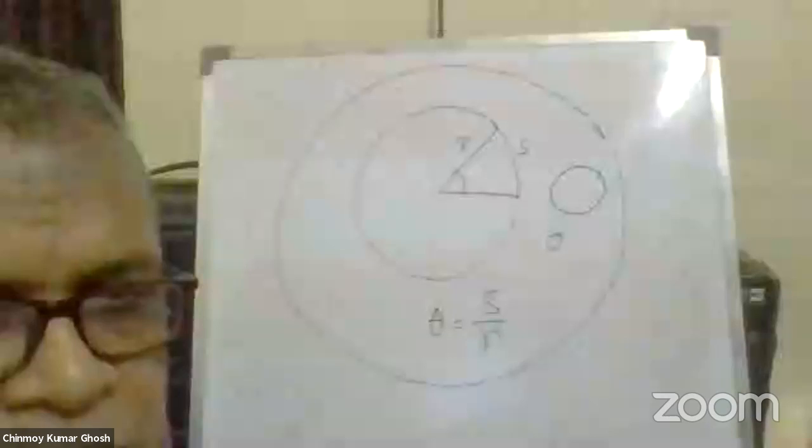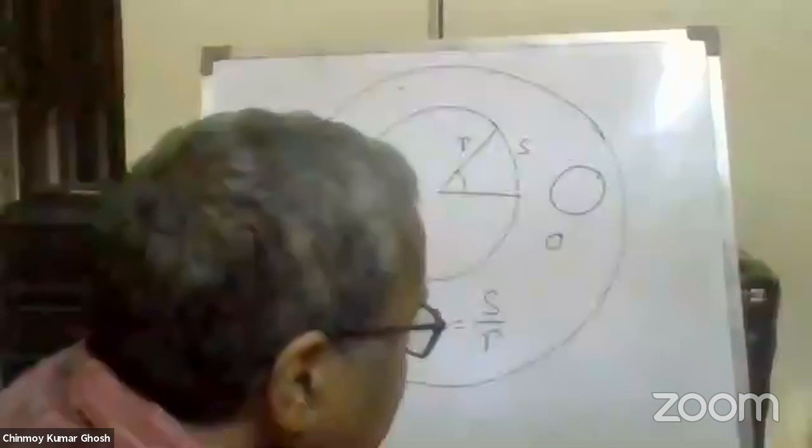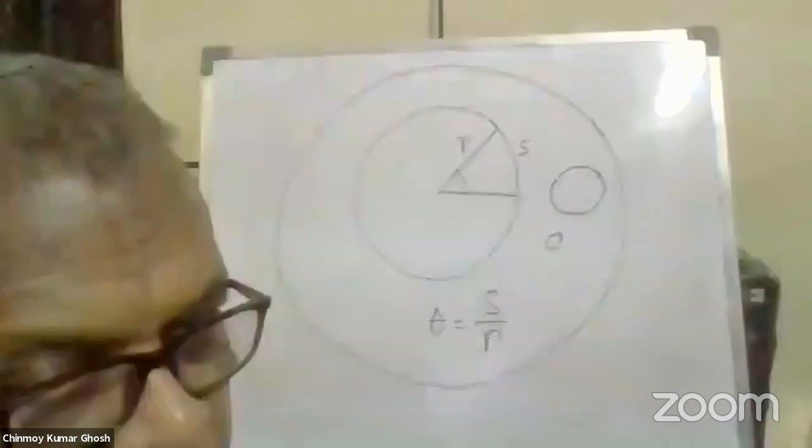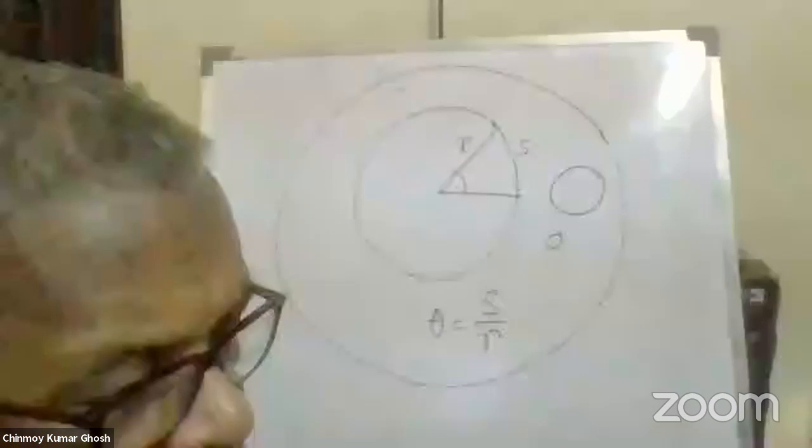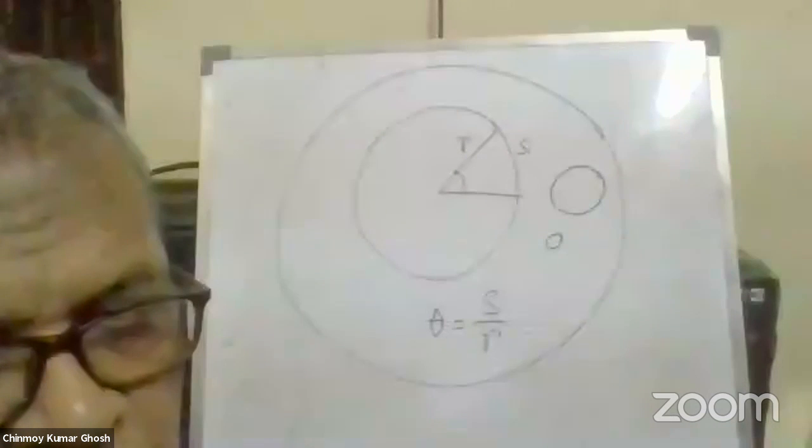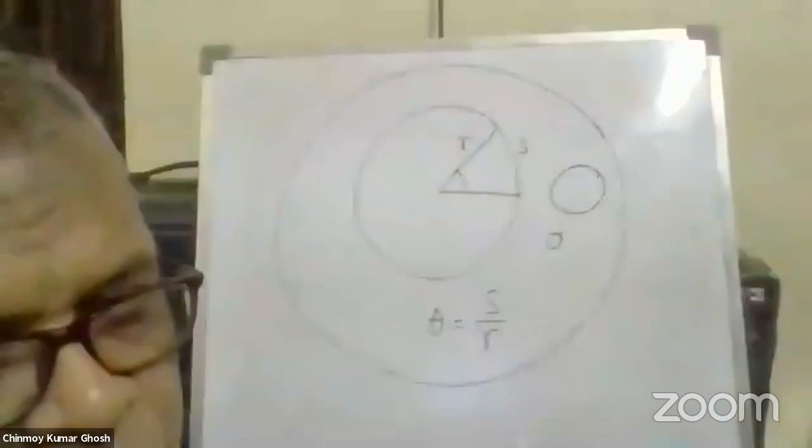No, sir, in that case you're just multiplying with a dimensionless quantity. If you convert radian into degree, you multiply by 180 by pi, so you're multiplying a dimensionless quantity with a dimensionless quantity. That's okay. But when we are using radian, the definition of radian itself tells us that angle is a dimensionless quantity.